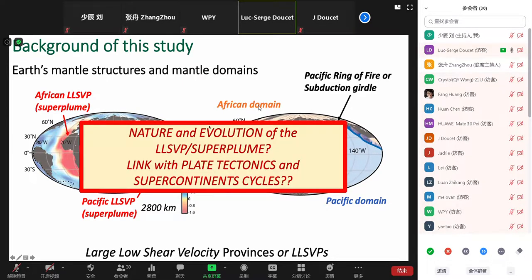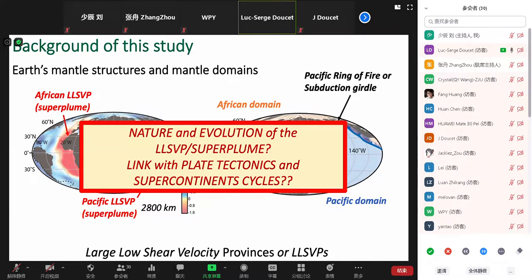So the question, and this is the $1 billion question, is the nature and evolution of the LLSVPs or the superplumes, and what is their link with plate tectonics. So are these structures deep in the mantle linked to what's going on at the surface, right? And this is what I want to answer. This is what I want you to understand.